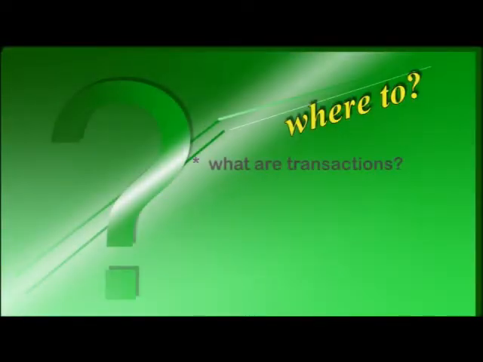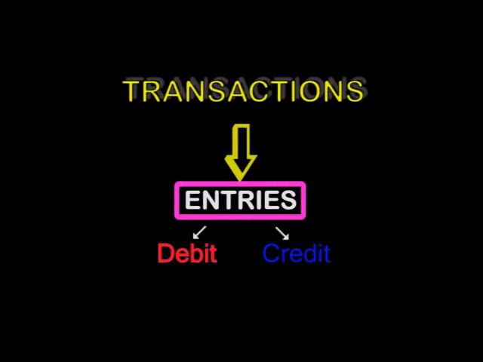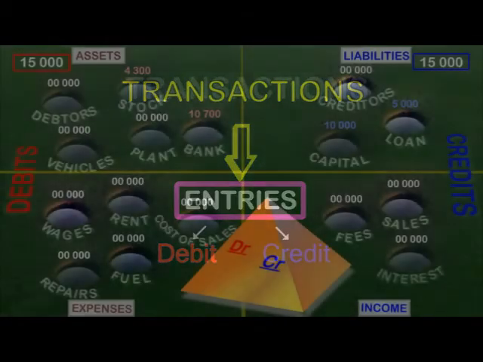From number 4, we take a closer look at transactions, where they originate and what they mean, how each transaction is recorded in the double entry accounting system, and finally, where they end up and how they are accumulated. Remember, the transaction represents what has happened in the business. But before the transaction can be recorded in the accounting system, it must be translated into accounting entries. And it is these debit and credit entries that are then recorded in the accounting system.